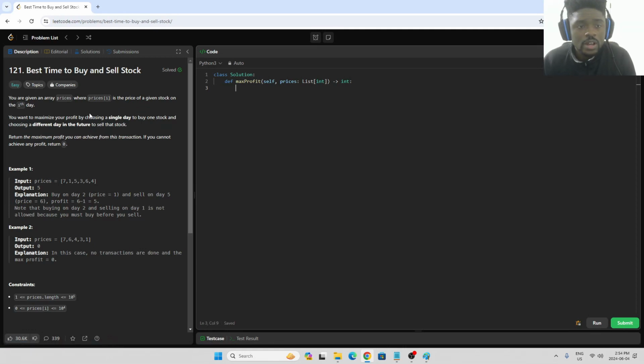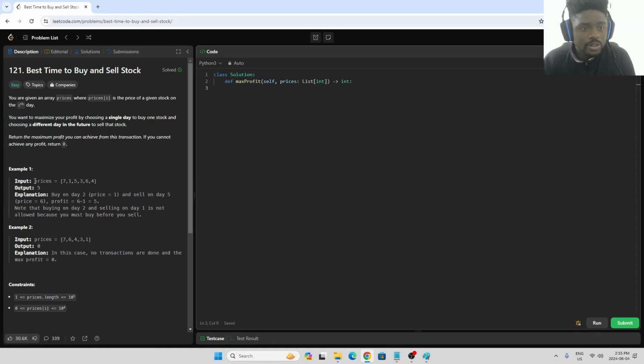A very classic Leetcode problem, so let's get to it. For this problem, we're given an array prices, where prices[i] is the price of a given stock on the ith day, and we want to maximize our profit by choosing a single day to buy one stock and choosing a different day in the future to sell that stock. At the end, we want to return the maximum profit that we can achieve from this transaction. If we can't achieve any profit, return 0.